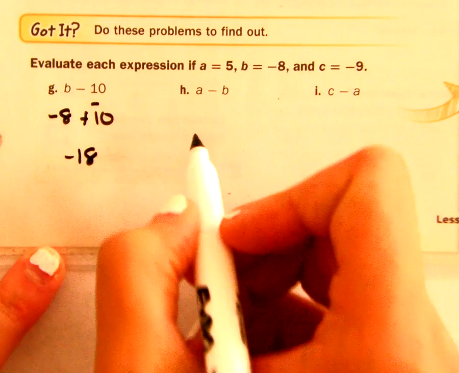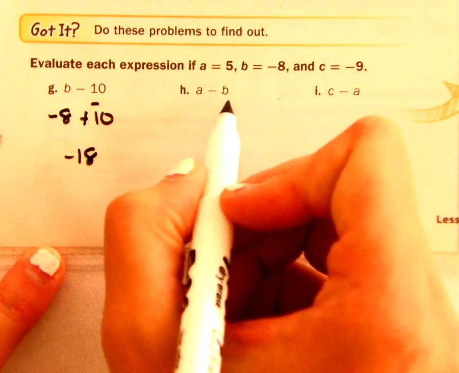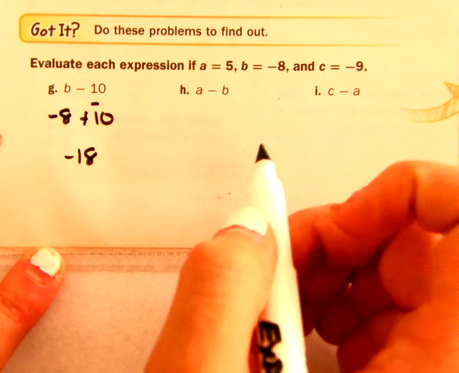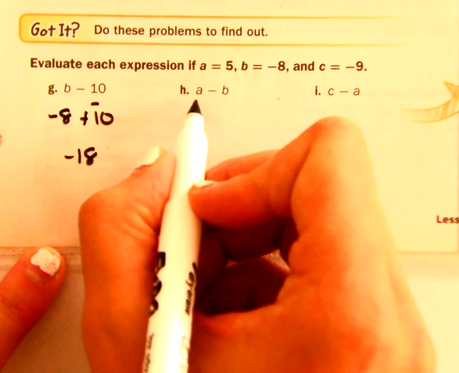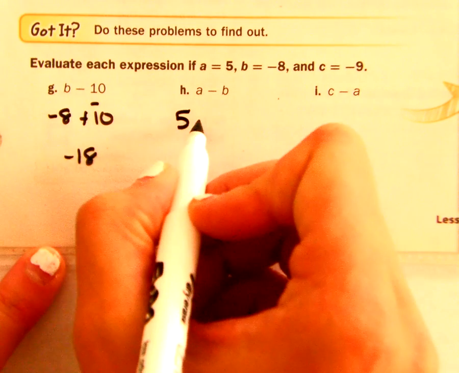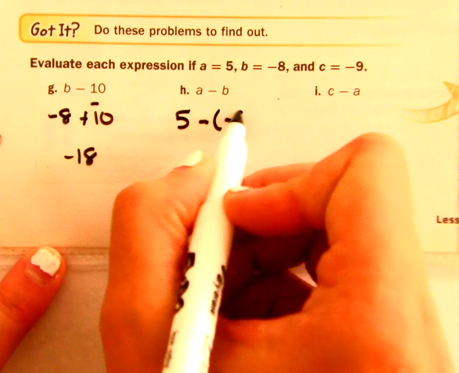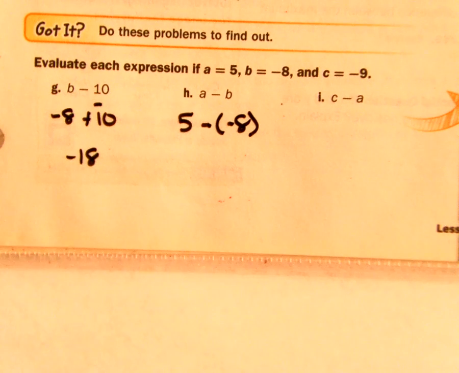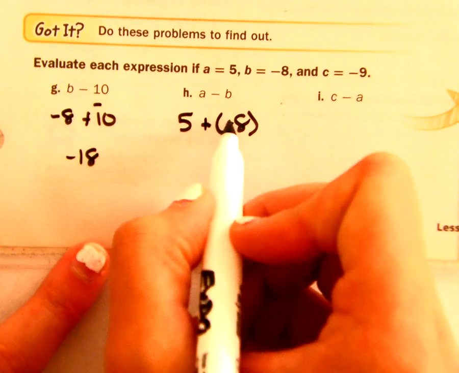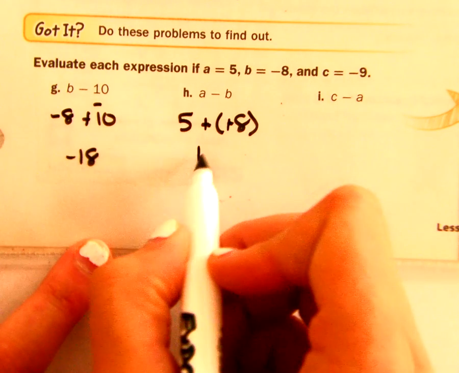Letter H, we have A minus B. Again, I need to figure out what did they tell us A and B is and substitute those values in. Well, A they said was 5, minus B, which is negative 8. So now I have 5 minus a negative. Again, minus a negative we know right away is a positive. So then we have 5 plus 8, which is 13.